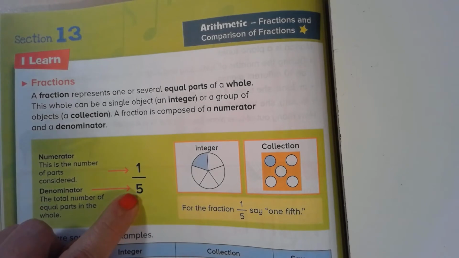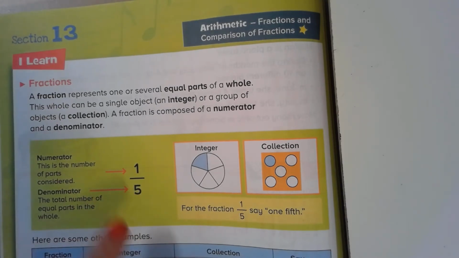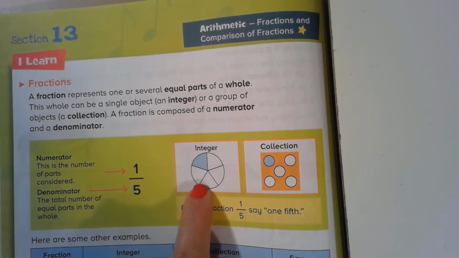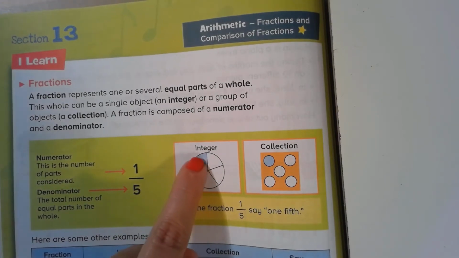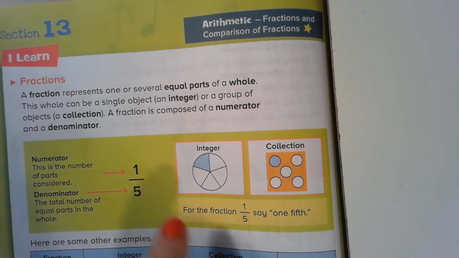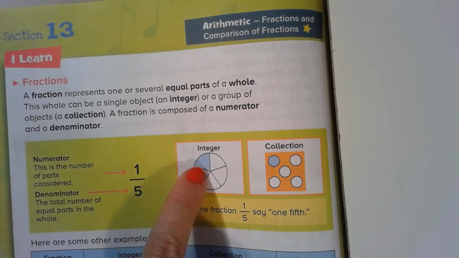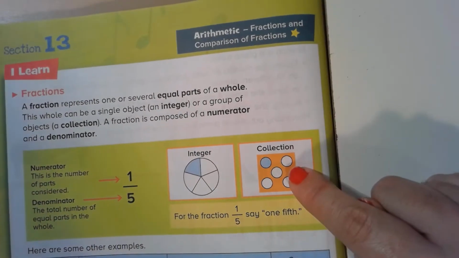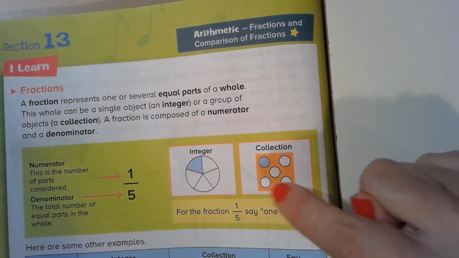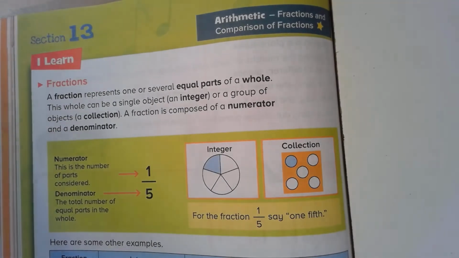We know that 1/5 is a fraction because it has this line in between the two numbers. For the fraction 1/5, we see that you can have a whole, and here the whole is a circle, and it's divided into 5 equal parts. Let's count. 1, 2, 3, 4, 5. So one of the 5 equal parts is shaded. 1/5 is shaded. Here with the collection, we have a collection of 1, 2, 3, 4, 5 dots. One of the 5 dots is shaded, so 1/5 is shaded. Does that make sense to you?